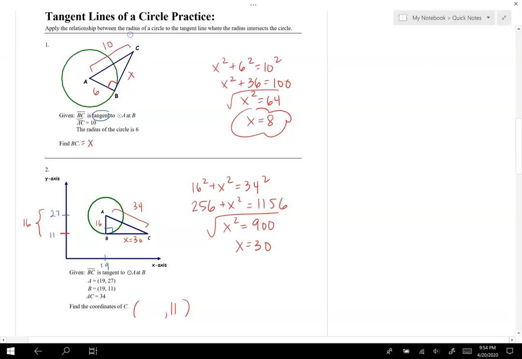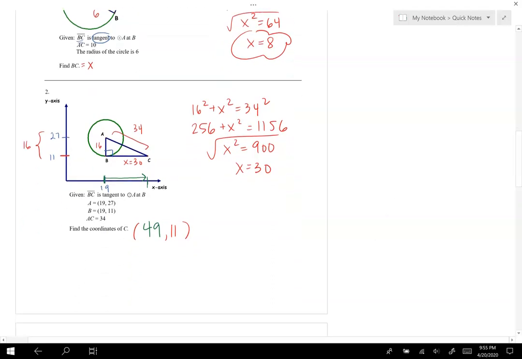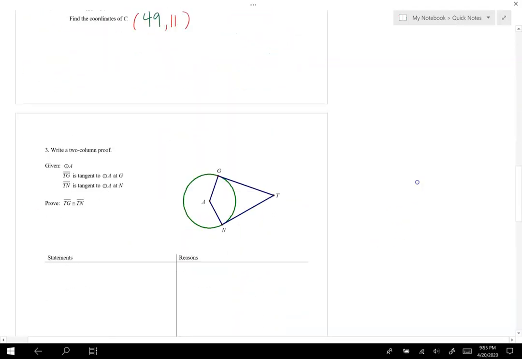Now my x-coordinate is not just 30. Remember, this is a length, but look at my length. It starts at 19, and C is 30 away from B. So I have to move 30 to the right from 19. So my x-coordinate for C is actually 49. Okay, 19 plus 30, 49. All right, so that's one relationship. There's one more, and we're actually going to use a proof to show it.